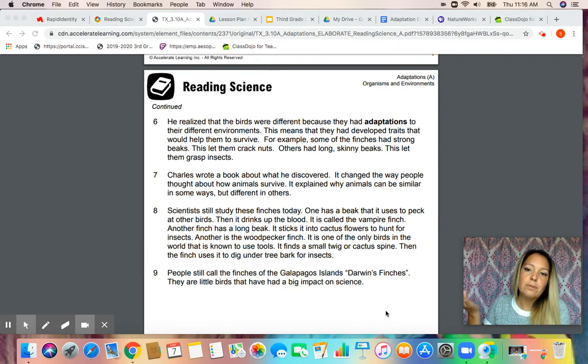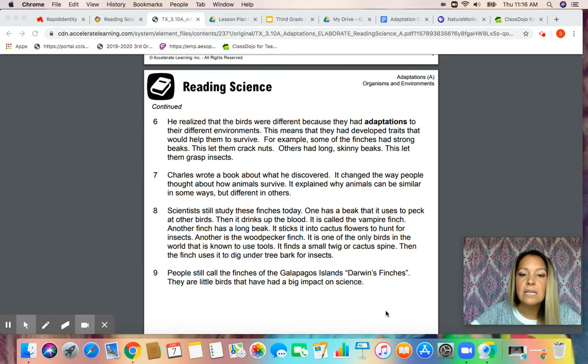For example, some of the finches had strong beaks. This let them crack nuts. Others had long, skinny beaks. This let them grasp insects. Charles wrote a book about what he discovered. It changed the way people thought about how animals survive. It explained why animals can be similar in some ways, but different in others.